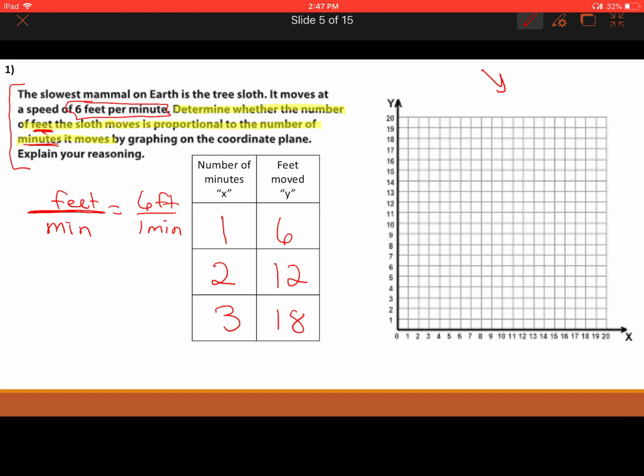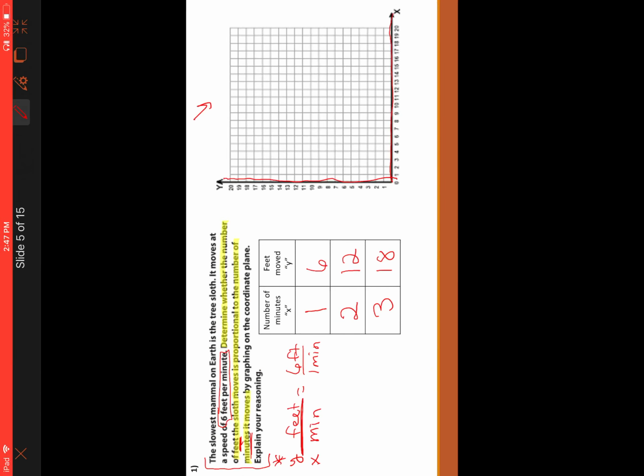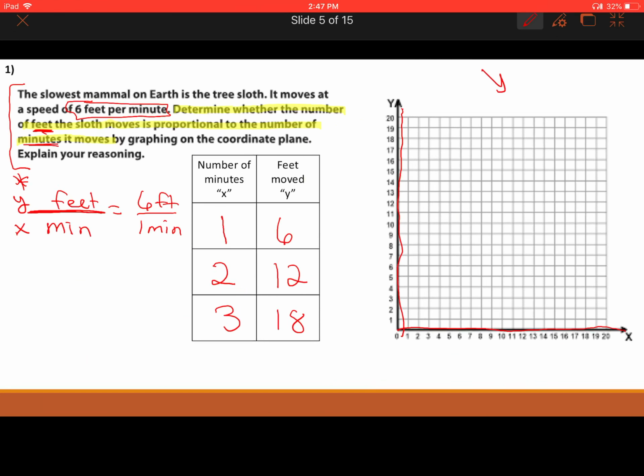Now, it's really important that as you put the information on the coordinate plane, you identify what information goes on the x-axis and what information goes on your y-axis. So I'm going to tell you. If you go back here to our unit rate, the information on the y-axis would be feet, and the information on your x-axis is going to be minutes. So on my y-axis, I'm going to label the information feet.